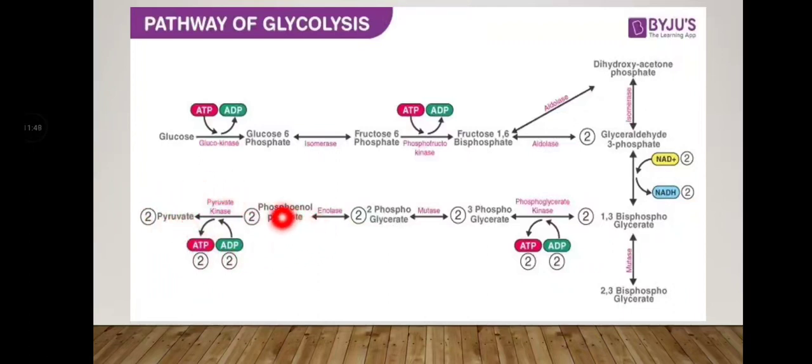Now in the process, you notice that 2 ATP molecules were used up, then 4 of them were produced. So the net means that if 2 are used up, 4 are produced, the net is 4 minus 2, which is 2. That is the amount of ATP that is produced. Of course, not forgetting that we also have 2 NADH molecules that can also be used by the electron transport chain to generate ATP.